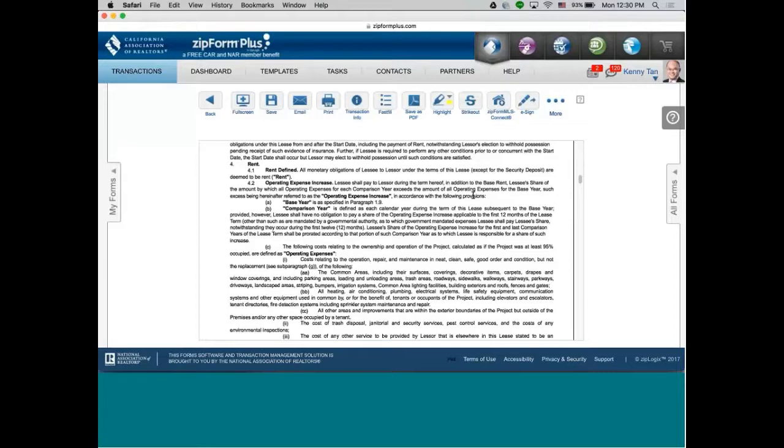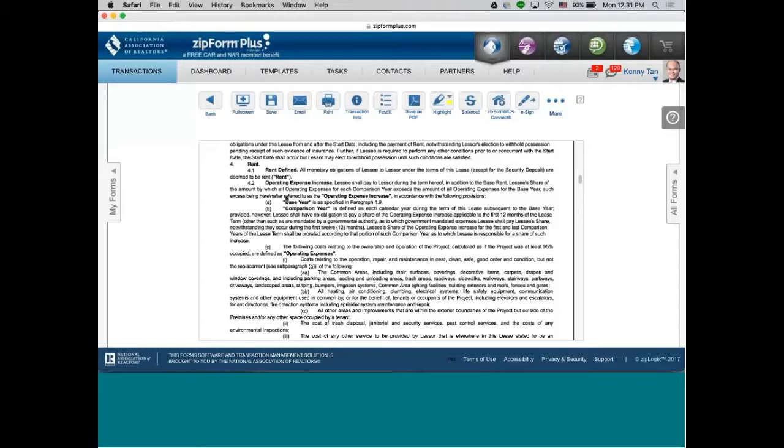What this means is, if there is no inflation, if the operation is such that the operating expense has been the same throughout the term of the lease, then the tenant will never have to pay for any increase in the operating expense because the base rent would have covered it. However, there may be things that might cause the operating expense to increase. And the definition for base year is already specified in paragraph 1.9.